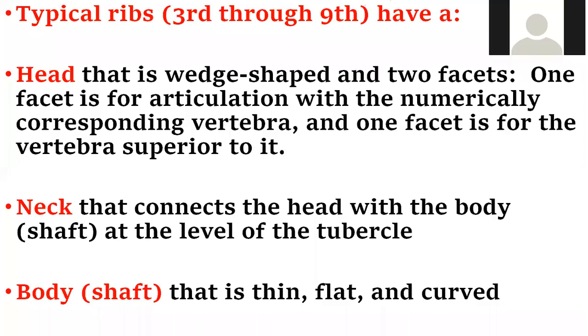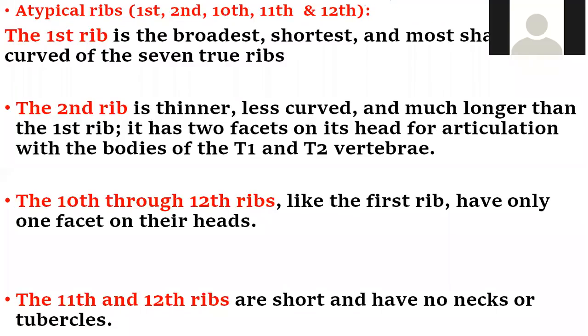So the first rib is atypical because it is the broadest, shortest, and most sharply curved of the 7 true ribs. Remember, the first rib, though being atypical, is a true rib. Anyway, you don't have to be confused. And if you are confused, you have to go back to your study material and read very well.